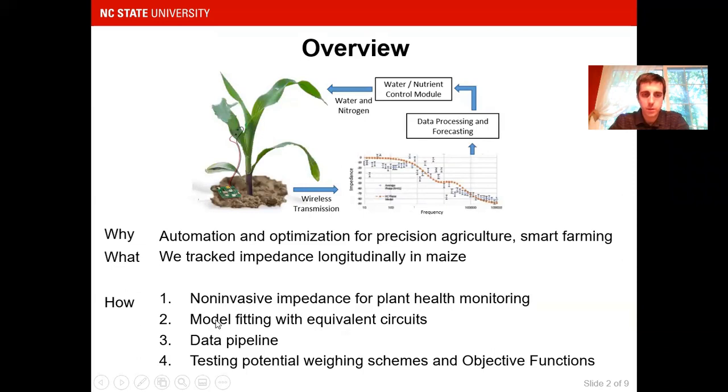Specifically, what we did is model fitting with equivalent circuits. We developed a rudimentary data pipeline, and we end by testing a couple of different potential weighing schemes and objective functions.